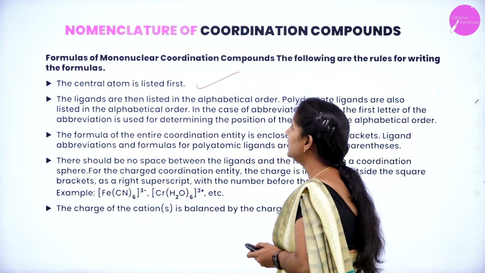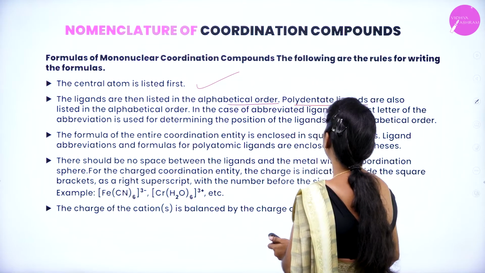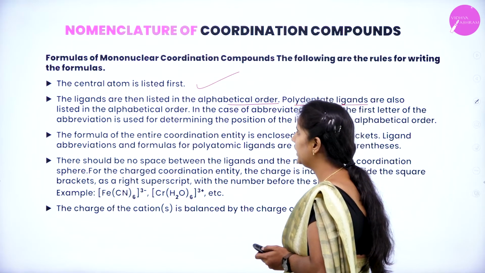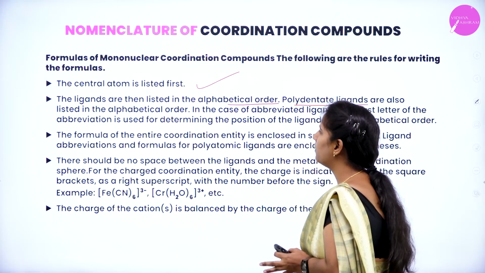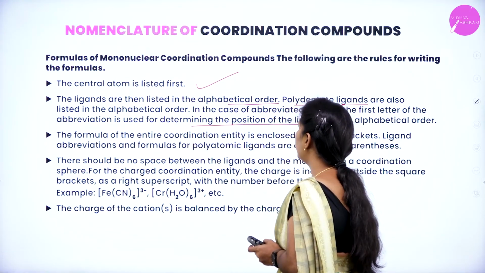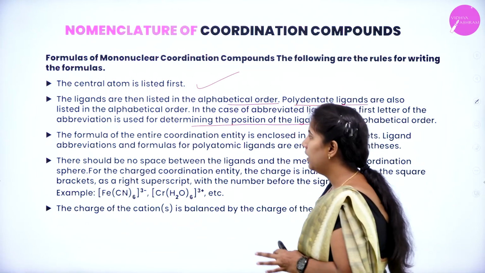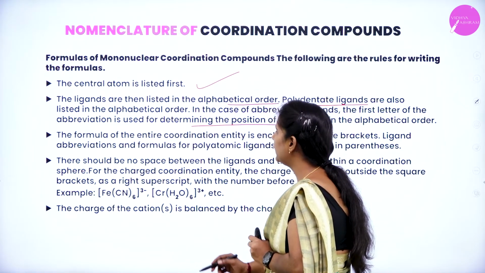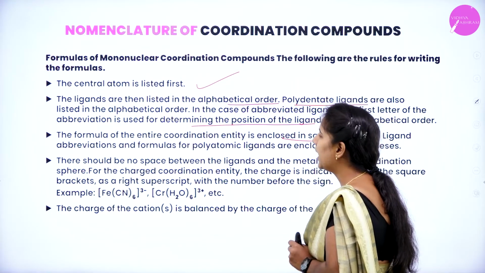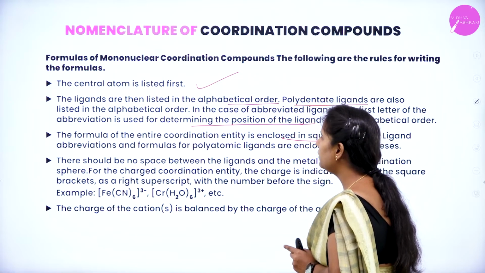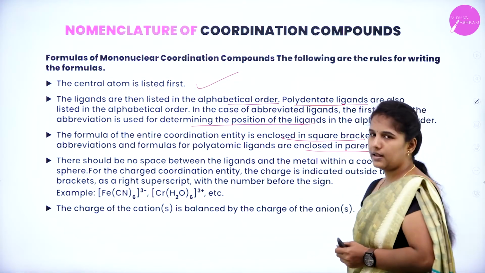And ligands are listed in alphabetical order, so polydentate ligands are also listed in alphabetical order. In case of an abbreviated ligand, the first letter of the abbreviation will be used for determining the position of the ligand in that coordination sphere. And also, the formula of the entire coordination entity is enclosed in square brackets, and the ligand abbreviations and the formulas of the polyatomic ligands are enclosed by parentheses.